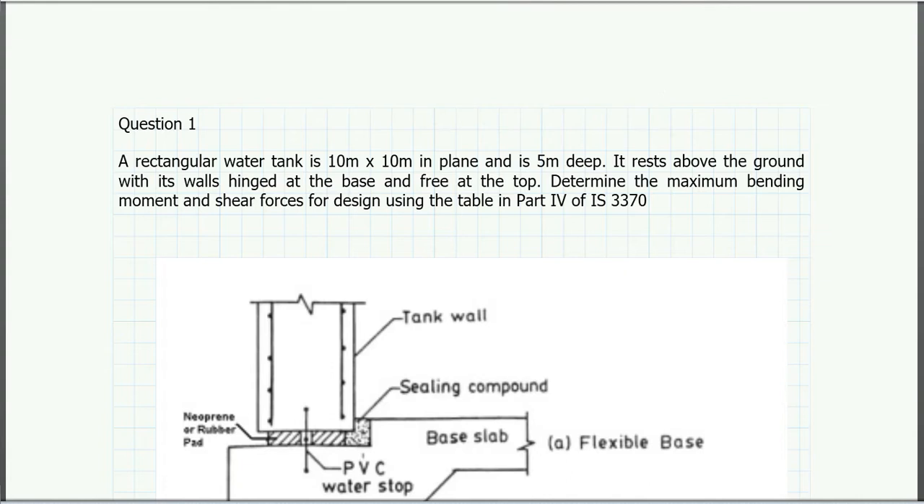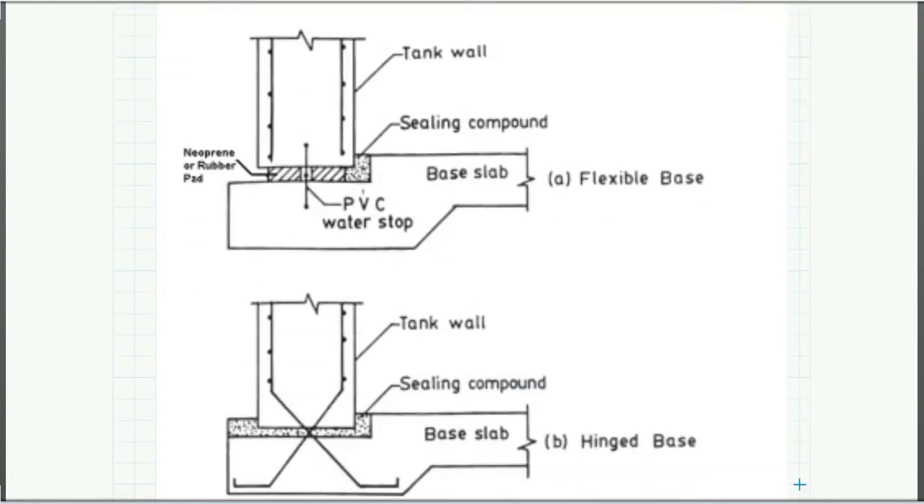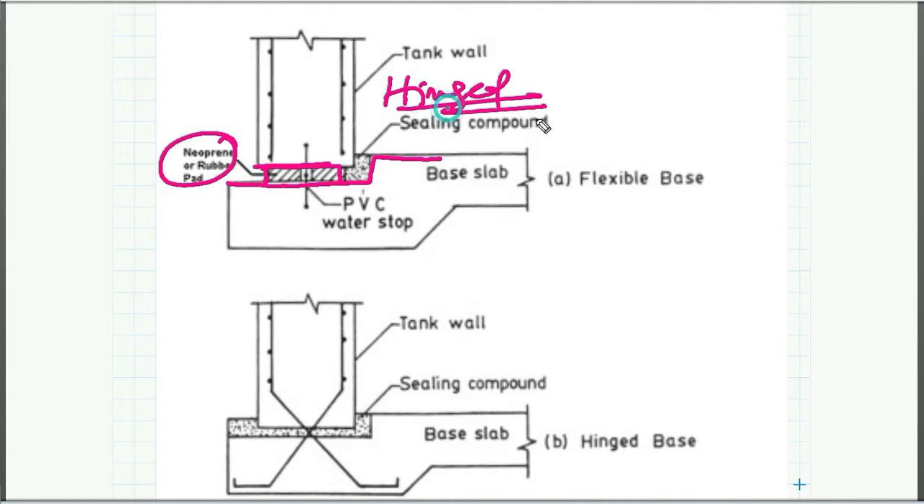So I have given one simple drawing over here. See this one here, this is a base, and we have a neoprene or rubber pad over which your wall is resting. So this is not monolithically casted, the wall is just placed over the base, and some sealant materials are used so that the water doesn't leak out. So this kind of design is hinged. It is also called a flexible base. Okay, these are hinged or flexible bases.